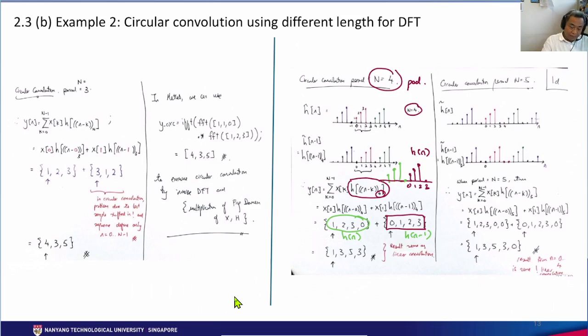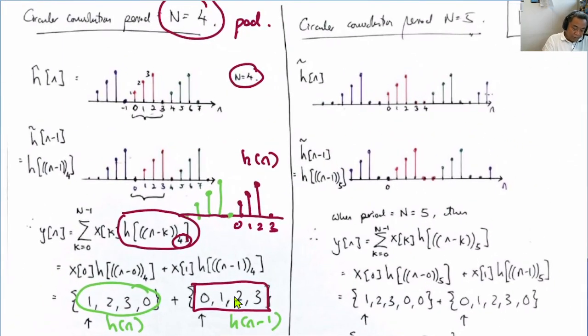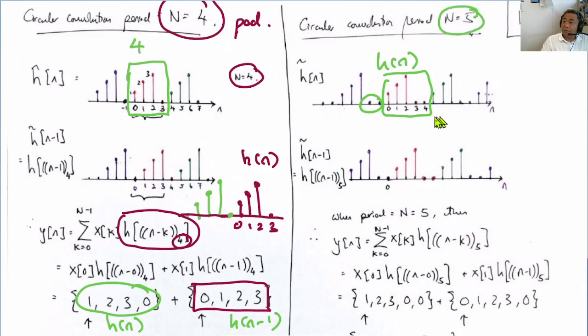You may ask, what about if we pad more zeros into h of n? So when we pad more zeros in h of n, this is h of n. h of n now is 1, 2, 3 followed by 2 zeros. In the past, it was 1, 2, 3 followed by 1 zero. This is the 4-point DFT. This is the 5-point DFT.